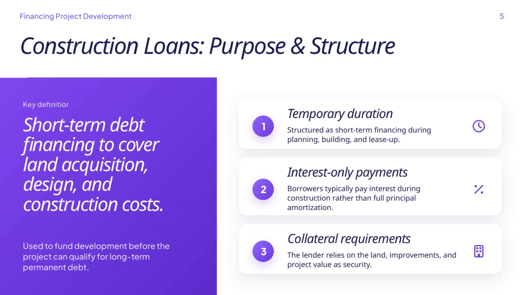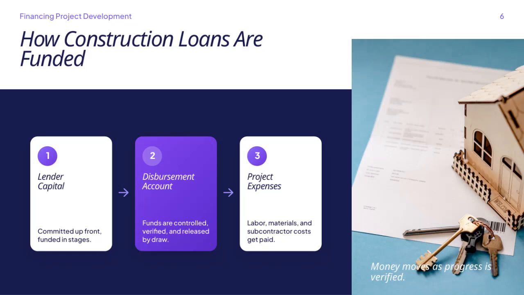Here, we're looking at how construction loans are typically funded throughout the life of a project. First, the lender commits the capital up front, but instead of giving all the money at once, the funds are released in stages. This stage funding helps ensure the money is used appropriately as the project advances. Next, the funds go into a disbursement account. This account is carefully controlled, and the lender releases money based on verified draws. That means each draw must be approved before the funds are disbursed, adding a layer of oversight.